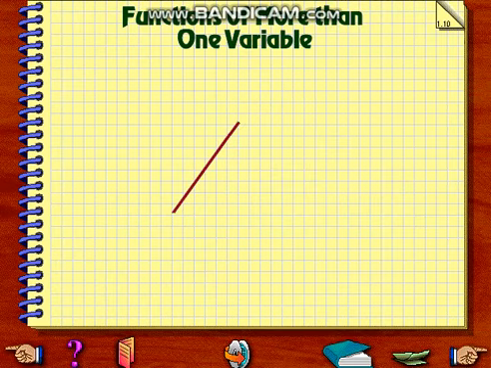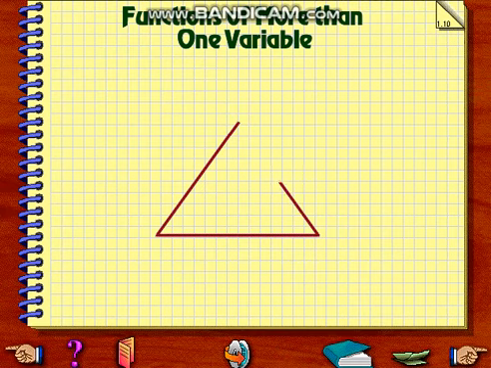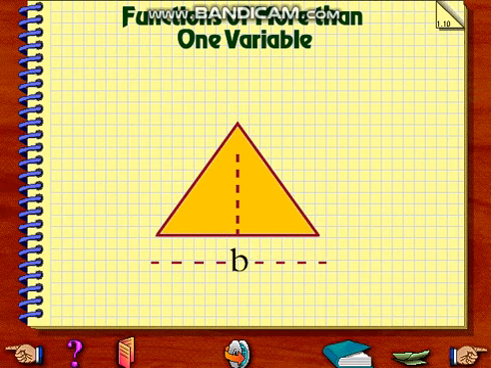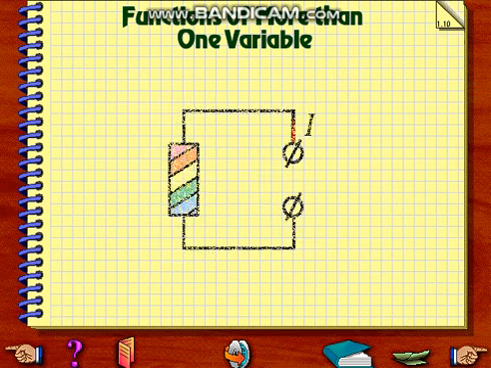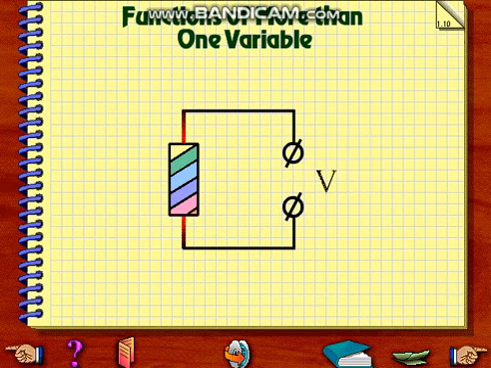We've been dealing with quantities which are functions of a single independent variable, but there are also quantities which are functions of two or more variables. For example, the area of a triangle is a function of both the base and the height. The electric current, I, is a function of the voltage, V, and the resistance, R, of the electric chain. Click on the next page icon to continue.